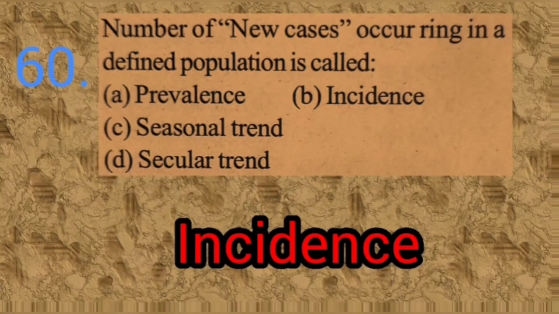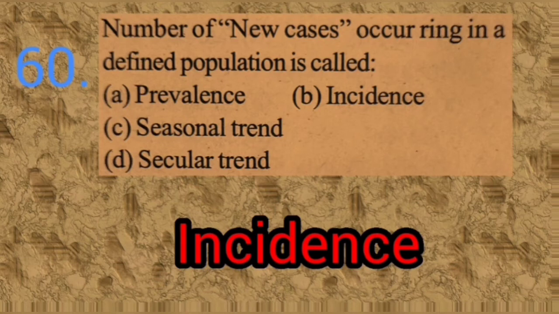Number of new cases occurring in a defined population is called: option A, prevalence; option B, incidence; option C, seasonal trend; option D, secular trend. Number of new cases occurring in a defined population is called incidence. Option B is right.